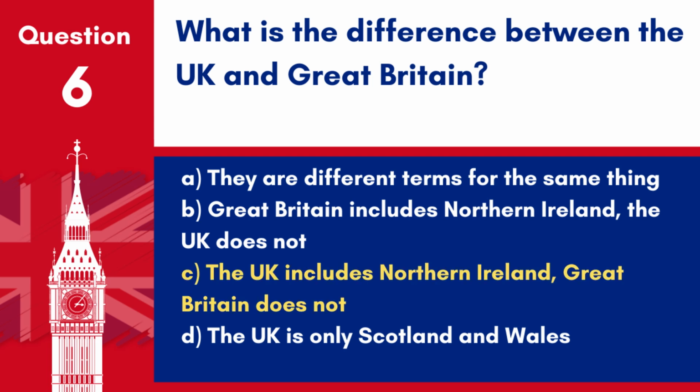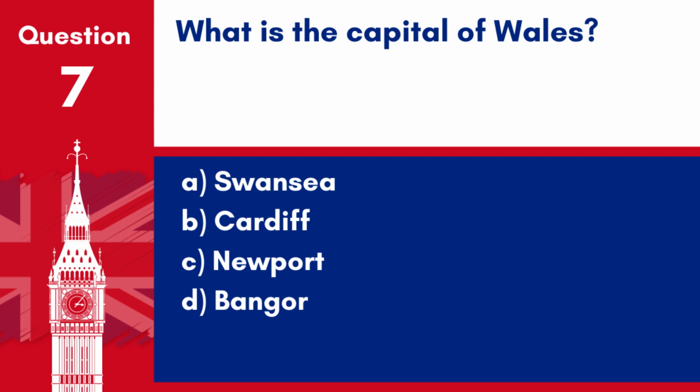Answer. C. The UK includes Northern Ireland, Great Britain does not. The United Kingdom includes England, Scotland, Wales and Northern Ireland, whereas Great Britain includes only England, Scotland and Wales. Question 7. What is the capital of Wales? A. Swansea. B. Cardiff. C. Newport. D. Bangor. Answer. B. Cardiff. Cardiff is the capital city of Wales.